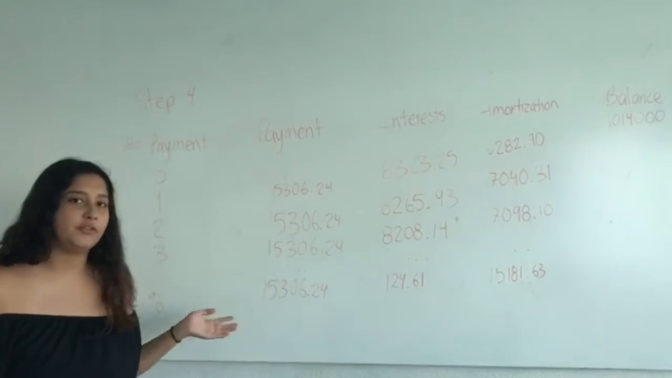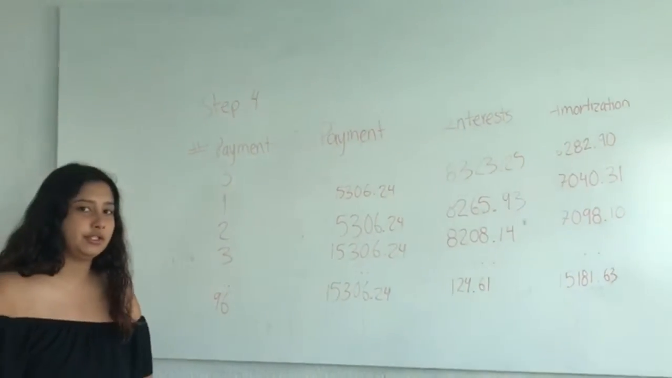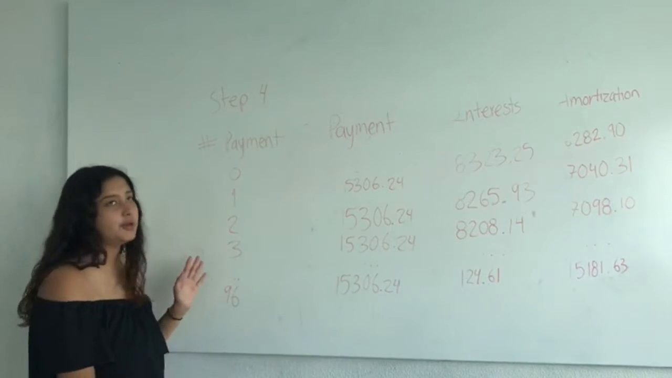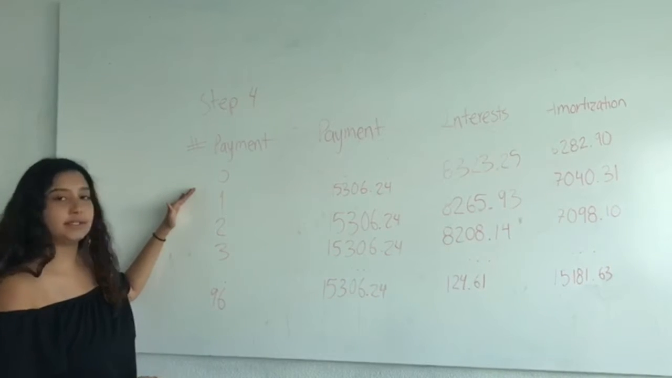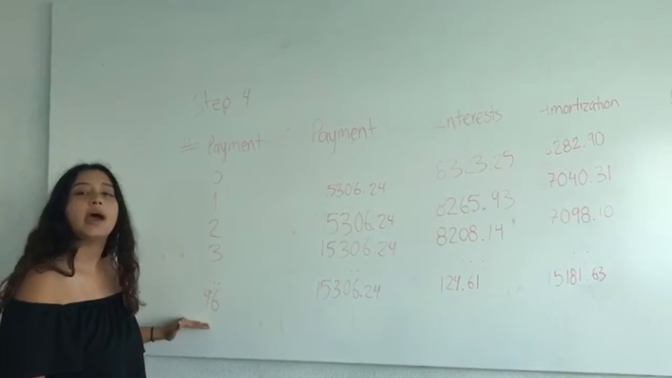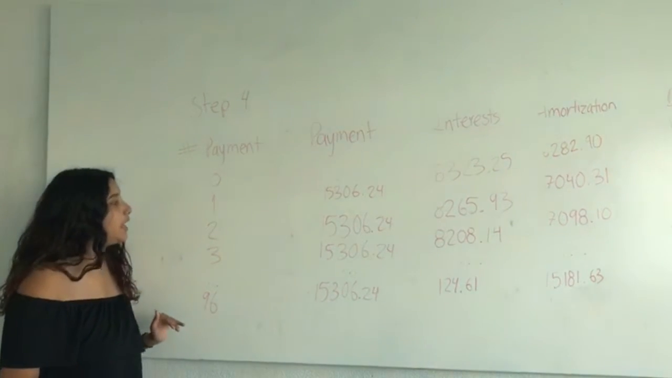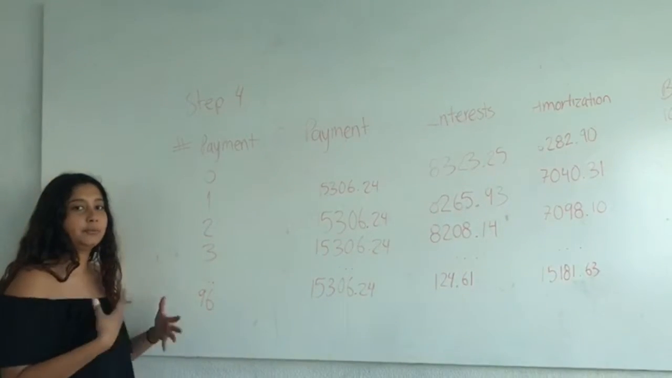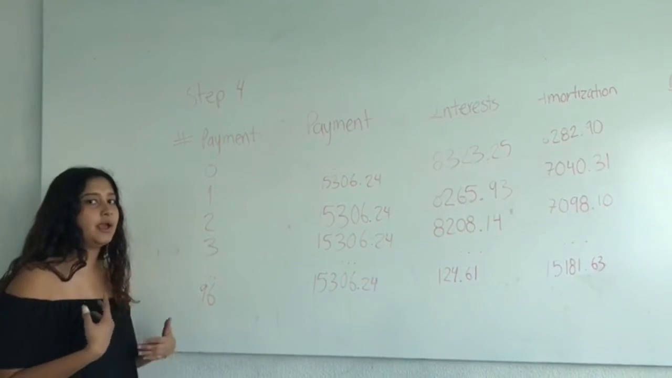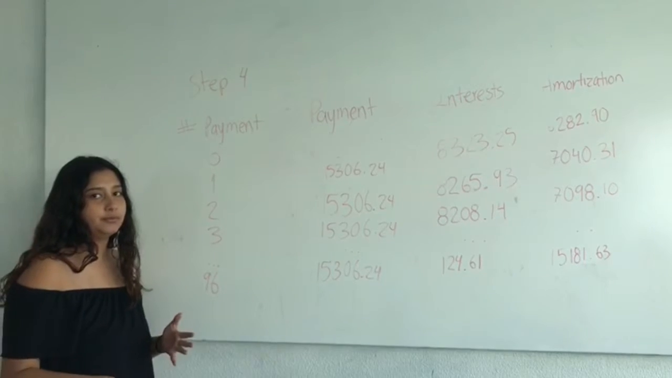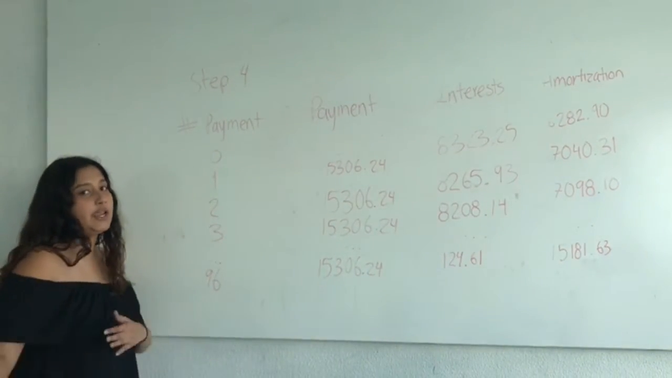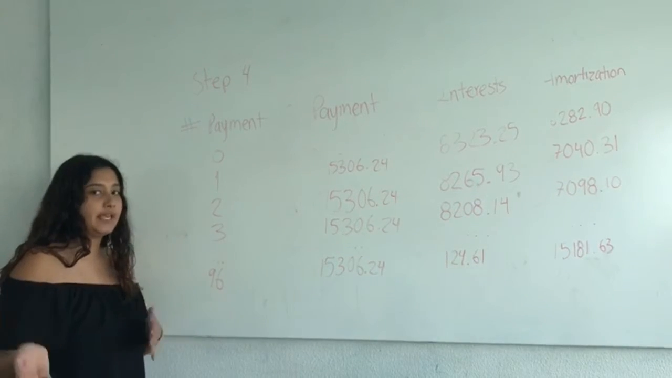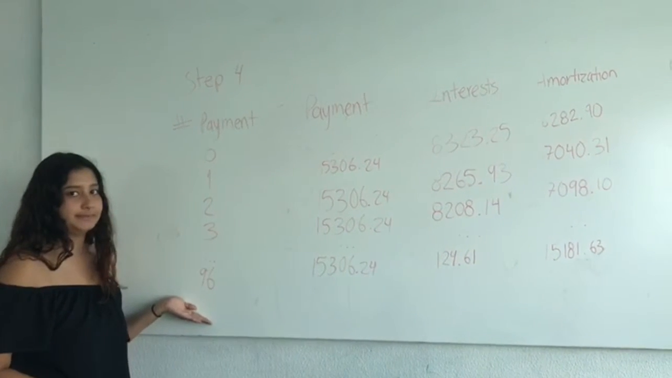In step 4, we're finally going into amortization tables. The first column of an amortization table is the number of payments. In this case, we have 96 payments. How do we know that? Because of what we're compounding it for, which is 12 months, monthly payments, for 8 years. So 12 times 8 gives you 96 payments.